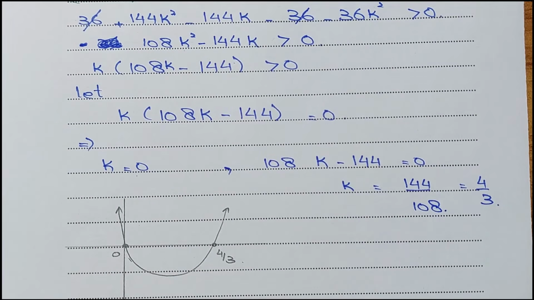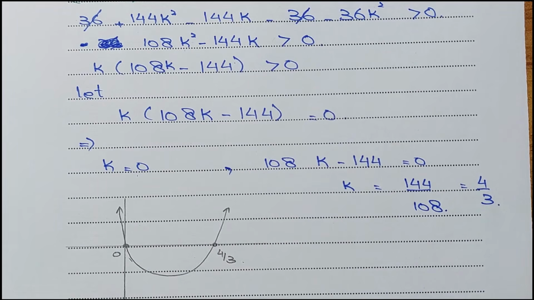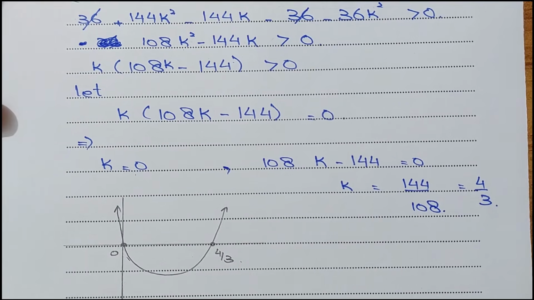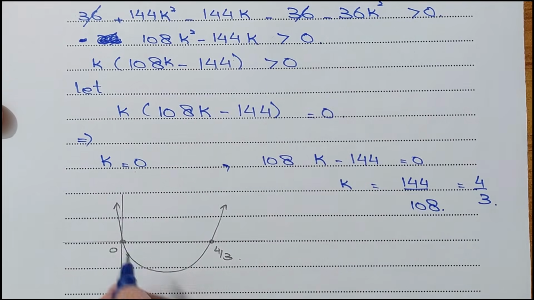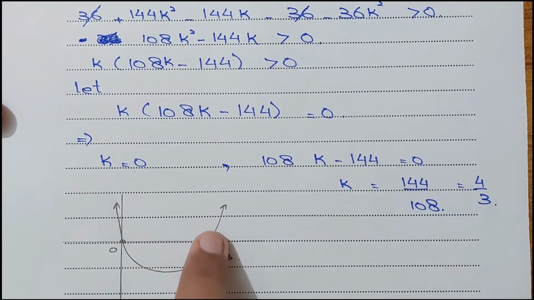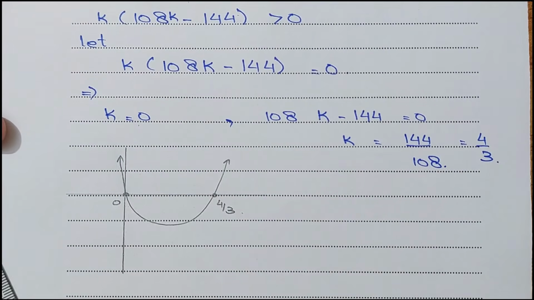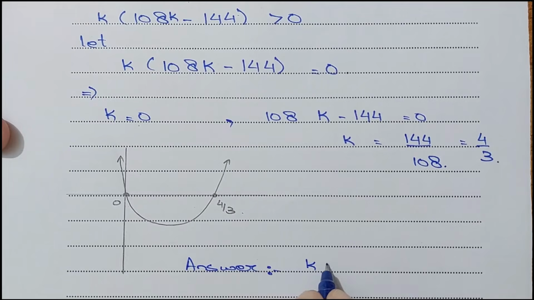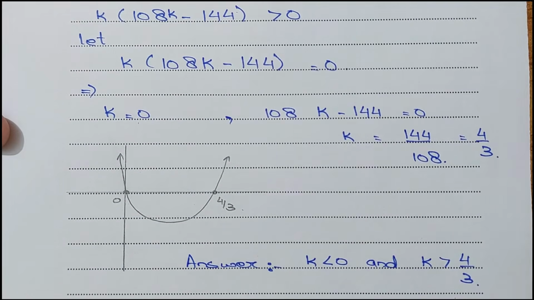Now we have to find the values of k when the discriminant gives two distinct roots. It means when the curve is positive, greater than 0. So for all values of k lower than 0, the curve is positive, and for values more than 4/3, the curve is positive, right? Okay, so the solution is k is less than 0 and k is greater than 4/3. So these are the two solutions.